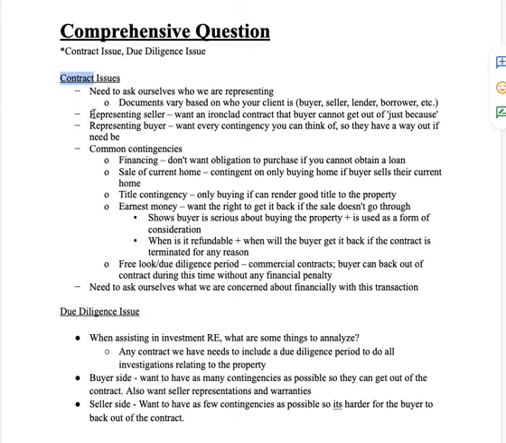If you're representing the seller, you want, obviously, a tight contract that the buyer cannot get out of. But if you are representing the buyer, you're going to want every contingency you can think of, so they have a way out of it if they want to.